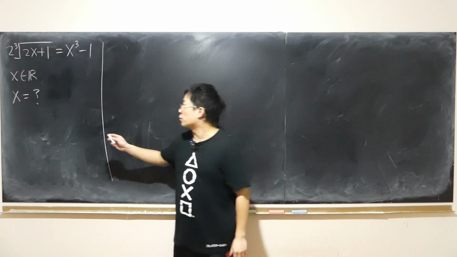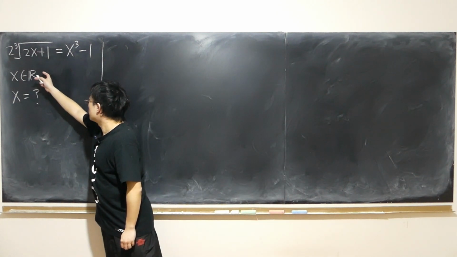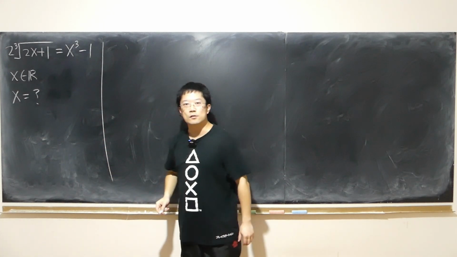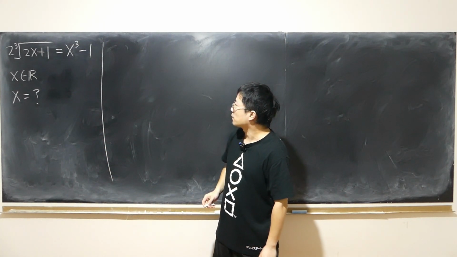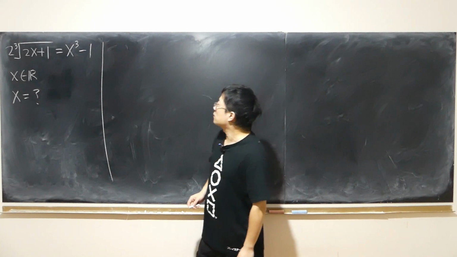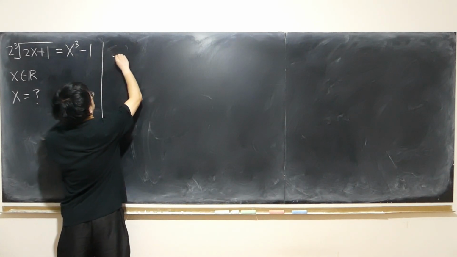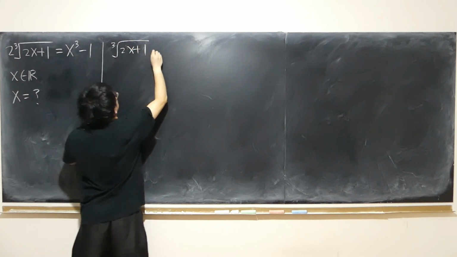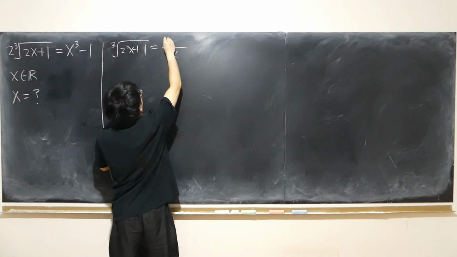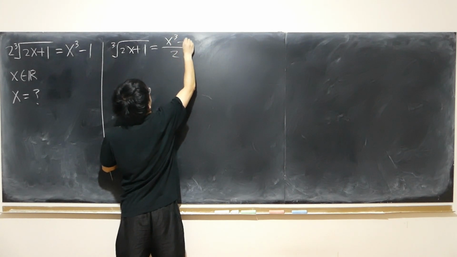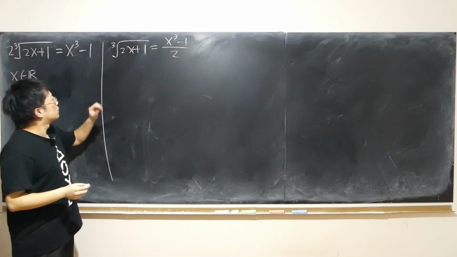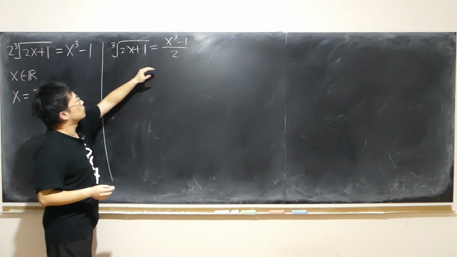Let's solve this equation: 2 times the cubic root of 2x plus 1 equals x cubed minus 1. Solve for real values of x. Now, if we rearrange it a little bit, the cubic root of 2x plus 1 equals half of x cubed minus 1. Now, before we cube both sides, I'd like to make an observation.